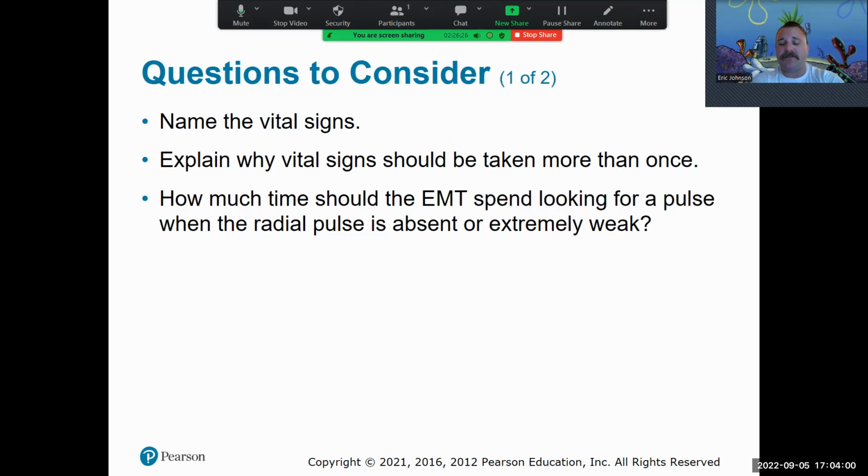If the radial pulse is absent or extremely weak, you should spend no more than 10 seconds looking. If you can't get a radial, you can bump up to a brachial, so you can go from the wrist to the inside of the elbow. But if they're unconscious or unresponsive, don't check for a radial even to begin with. Where do you go? Straight to the neck, straight to that carotid.